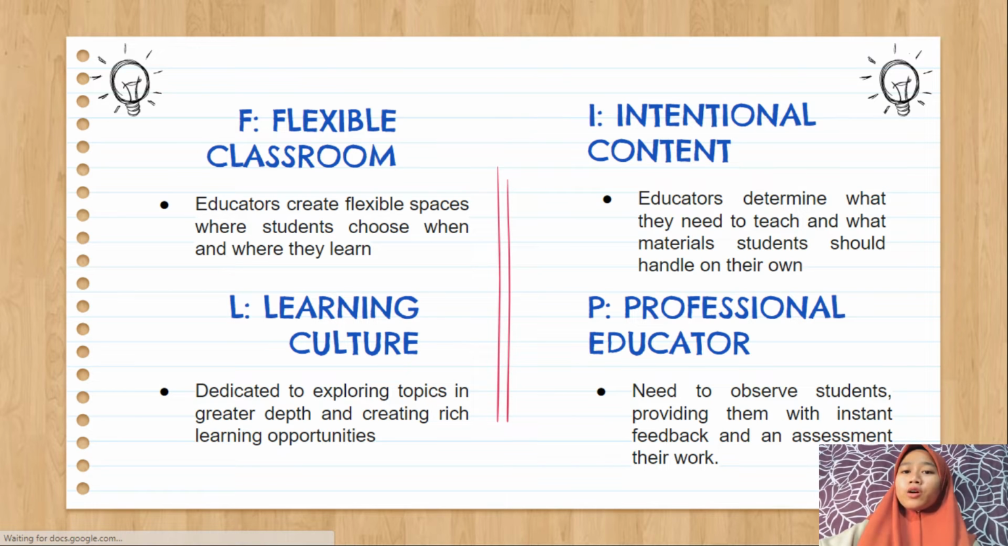Lastly, for professional educators, they are reflective in their practice, connect with each other to improve their instruction, accept constructive criticism, and tolerate controlled chaos in their classroom. During class time, they continually observe their students, providing them with feedback relevant to the moment and assessing their work.